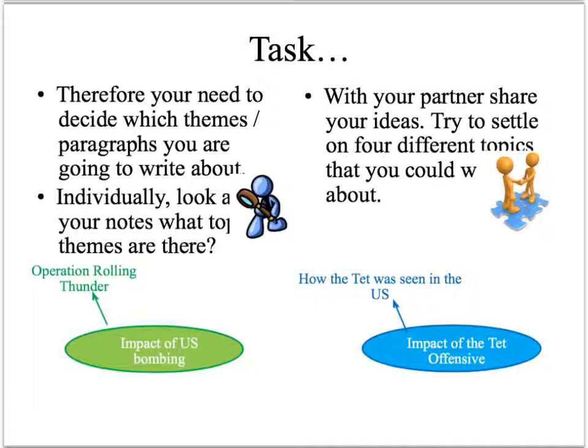Your task, therefore, is to decide which themes are going to make up the paragraphs that you're going to write about. Individually look at your notes and what other themes there are. For example, with the impact of US bombing, we've got Rolling Thunder. We may have other types of strategies that the Americans are using. With the impact of the Tet Offensive, we could consider how the Tet was seen domestically in the United States. Share and discuss these ideas with your partner.